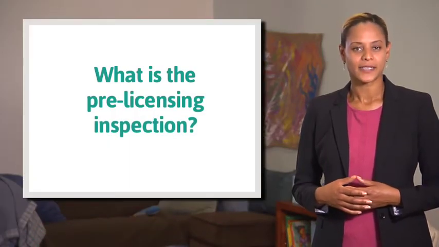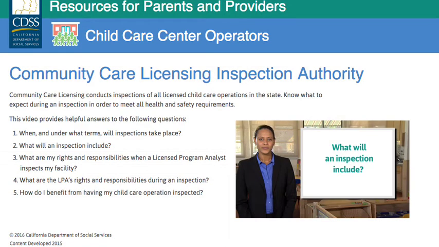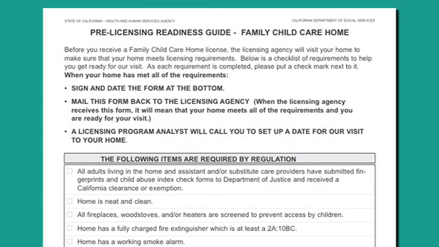What is the pre-licensing inspection? The pre-licensing inspection is conducted at your home by a licensing program analyst, also known as an LPA. The LPA will inspect your home to ensure that you meet licensing requirements. The inspection is covered in greater detail in the video Community Care Licensing Inspection Authority. The inspection will be scheduled in advance, so you'll know when your LPA will arrive. It's to your benefit to perform your own pre-inspection, referring to all the requirements covered on the licensing website, in the orientation, and in the pre-licensing readiness guide.